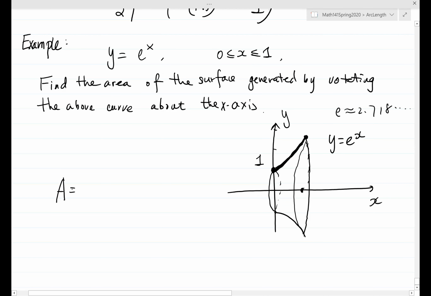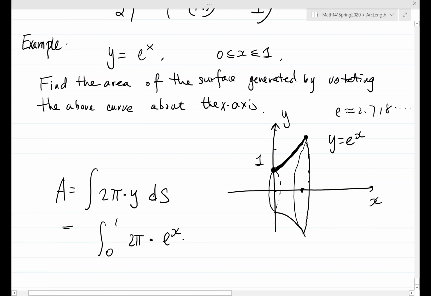We cut perpendicular to the x-axis, so we use 2 pi times y times the arc length element, then we integrate for x from 0 to 1. So this is 2 pi y, and what is y? y is e to the x.